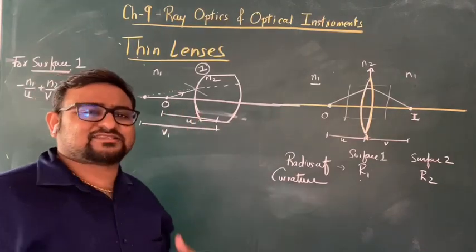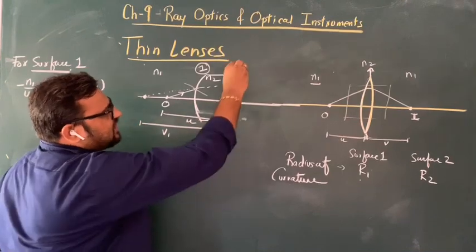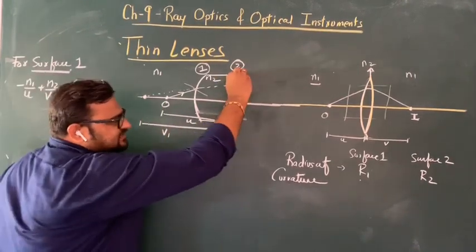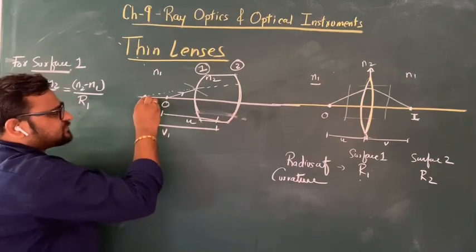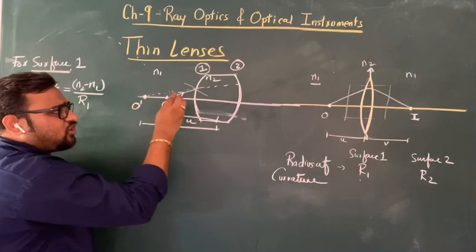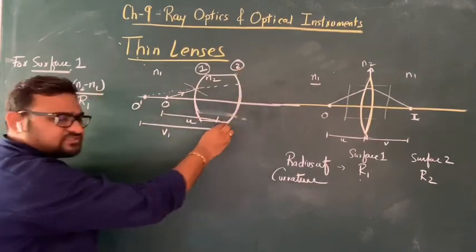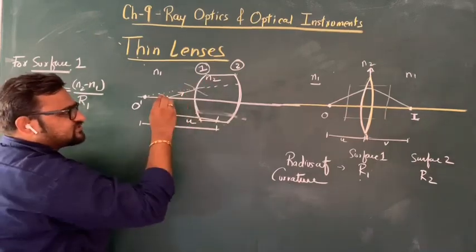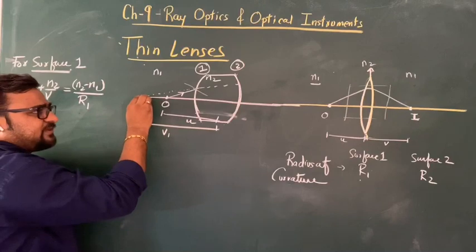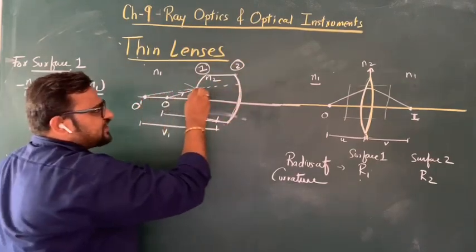Now, let's take the second surface. The image obtained at O dash will act as the object for the second surface. Remember, for our first surface, this is the object and the image is formed here. Now this image acts as the object for the second surface. So this is the ray of light for that.